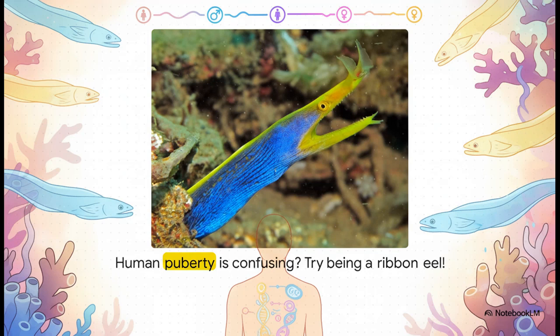You know, if you think human puberty is a confusing time, you should really try being a ribbon eel. Seriously, this incredible creature actually starts its life with absolutely no sex at all, later becomes male, and then eventually turns female. It's a wildly confusing biological journey. But today, we're going to focus on our own.